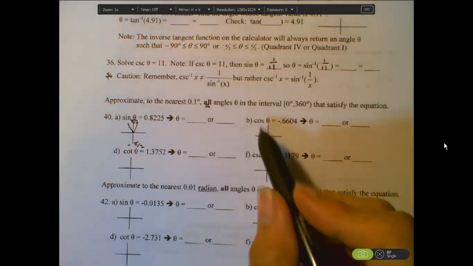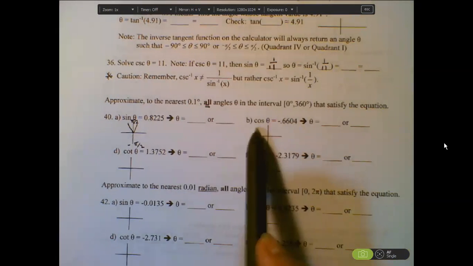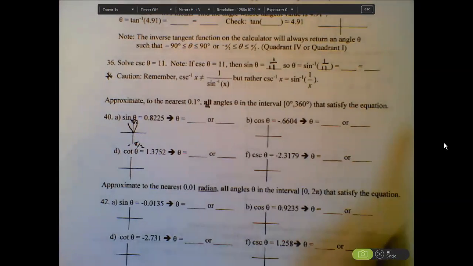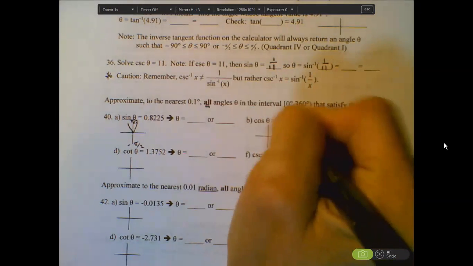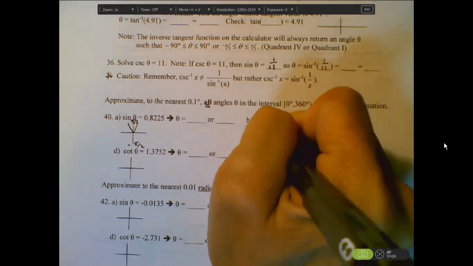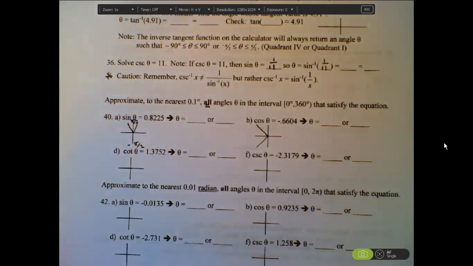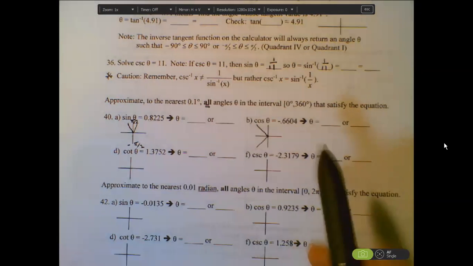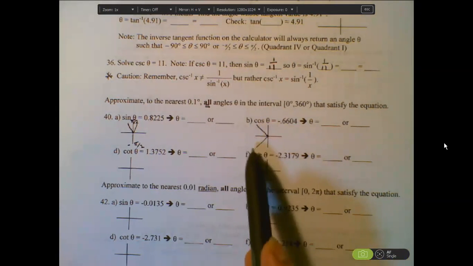Now, in the B part, in what quadrants is cosine negative? 2 and 3. All right, so a little less than a half. It doesn't matter where. I'm just going to draw a second quadrant and a third quadrant angle. Which one will the inverse cosine button on my calculator give me? The second quadrant or the third quadrant?